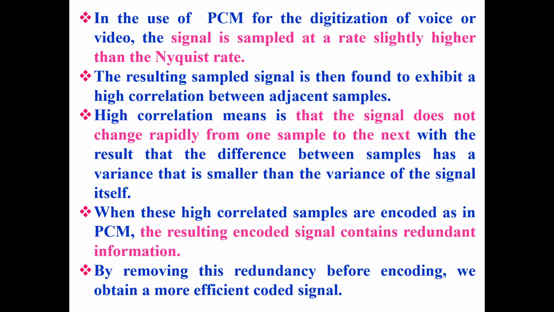When these samples are encoded in PCM, obviously the resulting encoded signal will contain redundant information. What is meant by redundant? It's nothing but duplication of bits. So when we remove this redundancy before encoding, we can obtain a more efficient coded signal.